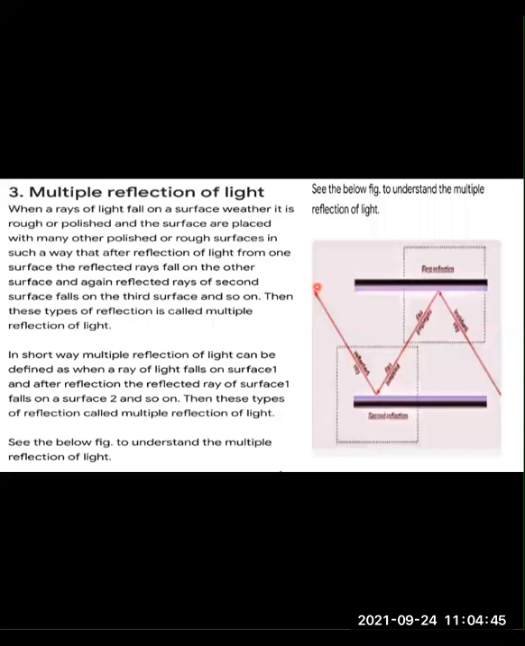Now, someone may ask what is an example of multiple reflection? You can say a kaleidoscope. A kaleidoscope uses two or three pieces of colored glass, and when light falls on them, it undergoes multiple reflection and you see a nice pattern in the kaleidoscope.